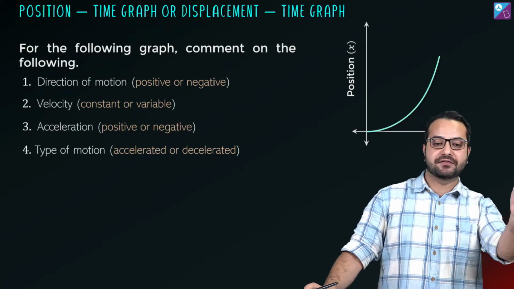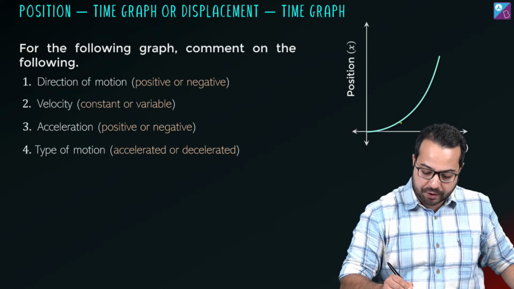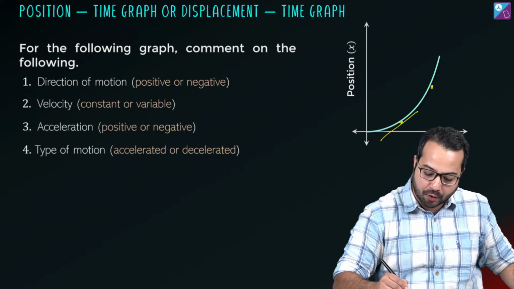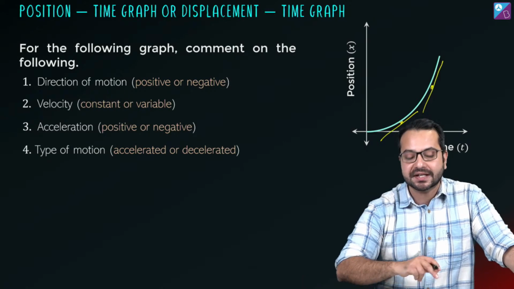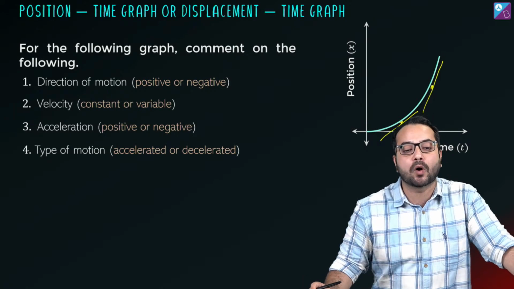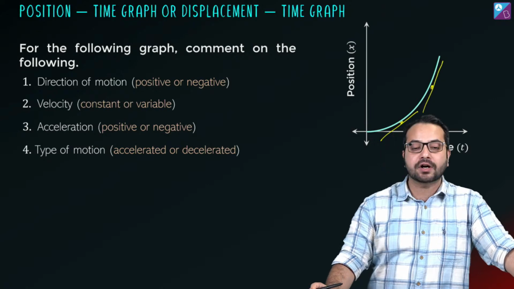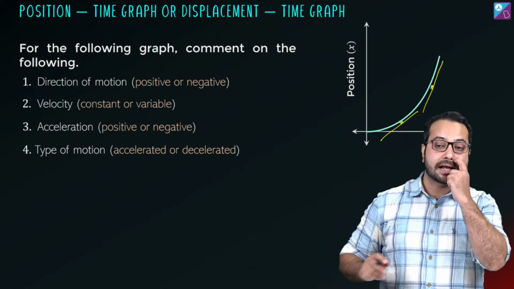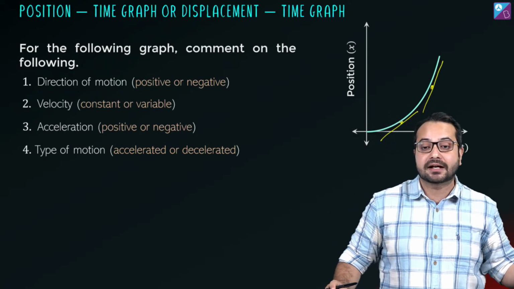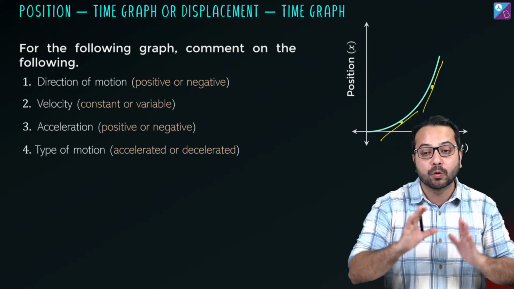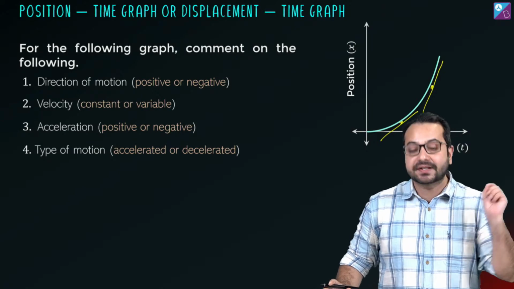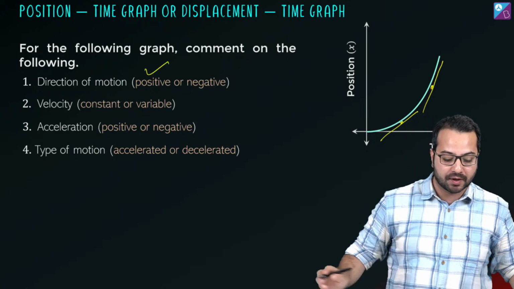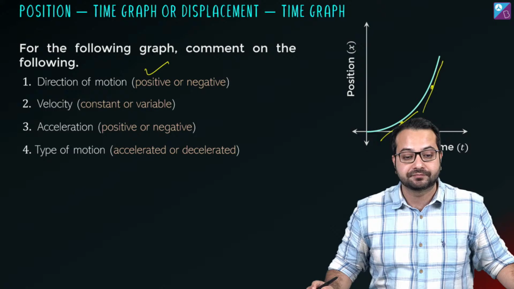By tangent. Very good, Prakhar. Yes, so if we draw a tangent at any point, what do we see? That all these tangents are positive. Is that correct? If we draw a tangent at any point, we see all these tangents are positive, which means that the velocity is positive always. In this case, the velocity is always positive, which means the direction of motion is always going to be positive. Is that correct? Okay? Very good.